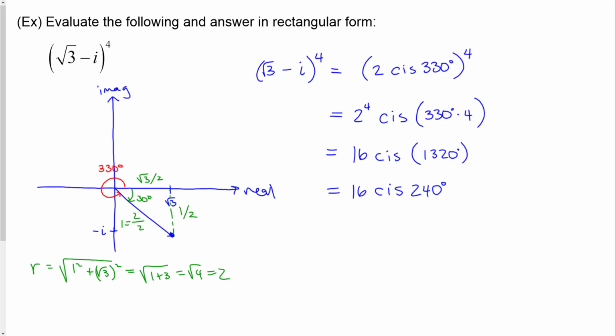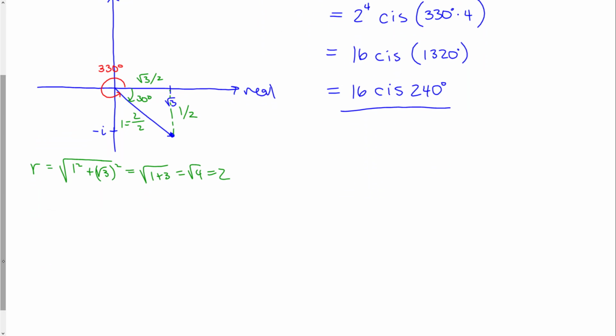So that's my answer. That's my solution right there. That is in trigonometric form. It does want the final answer in rectangular form, but this is the answer. Changing this into rectangular form is just a matter of using our transformations.